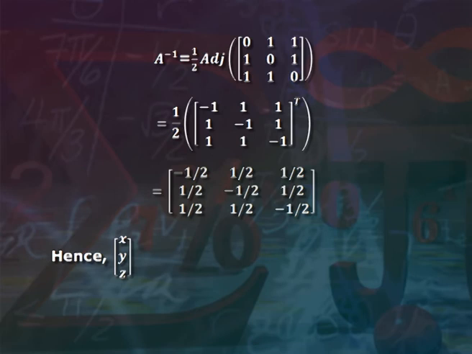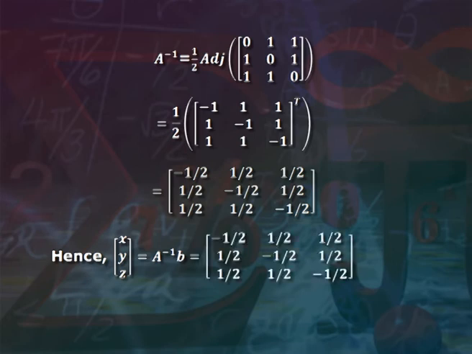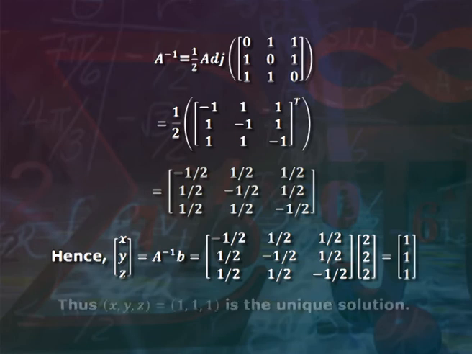Hence, the column vector x, y, z is equal to A inverse multiplied by b, which is equal to the previously calculated matrix A inverse multiplied by 2, 2, 2, which is equal to 1, 1, 1. Thus, x, y, z equal to 1, 1, 1 is the unique solution.